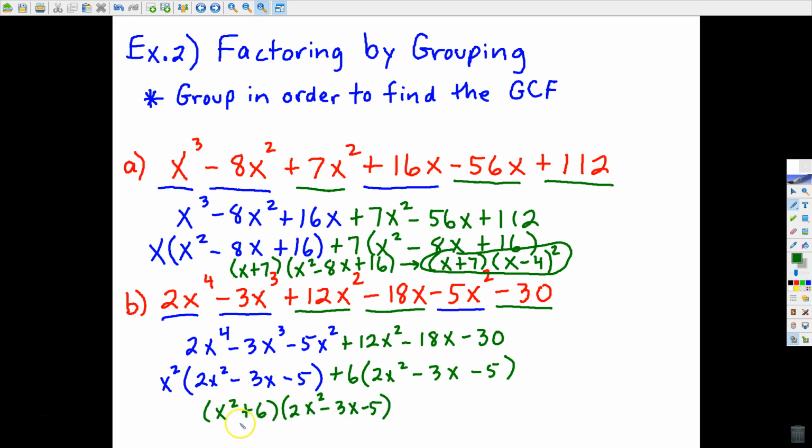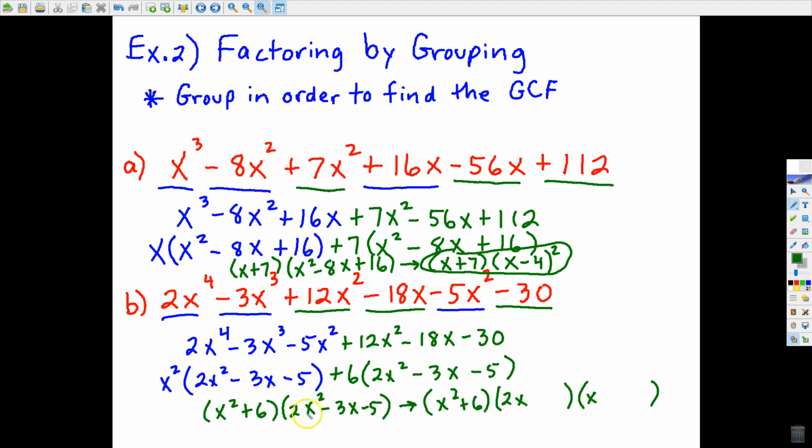Now, x squared plus 6 is prime. You can't factor this. There's no GCF, no way to factor this at all. So that's one of my factors, but this trinomial does factor. So let's come over here, and I'm just going to write x squared plus 6 as part of my answer. But this trinomial can be factored as 2 linear binomials. Remember, linear means x to the first. So if they're linear binomials, each one of them has to have x to the first in them.